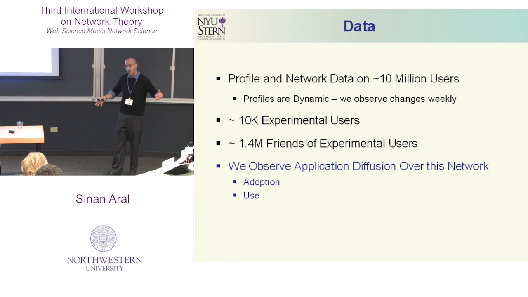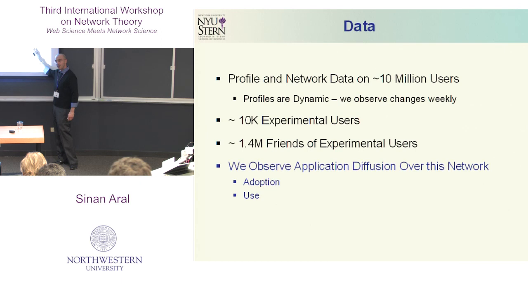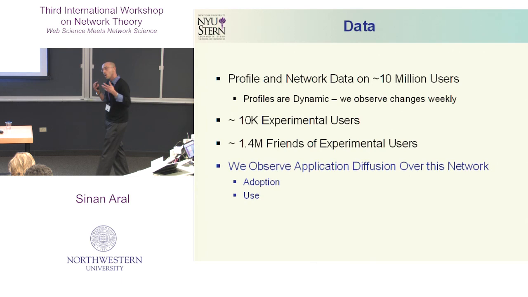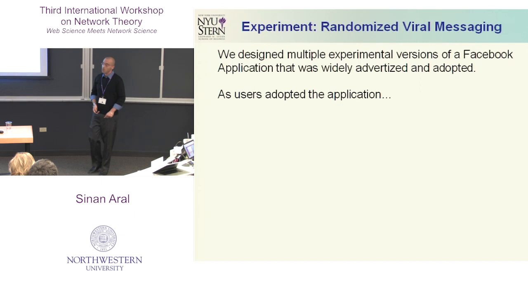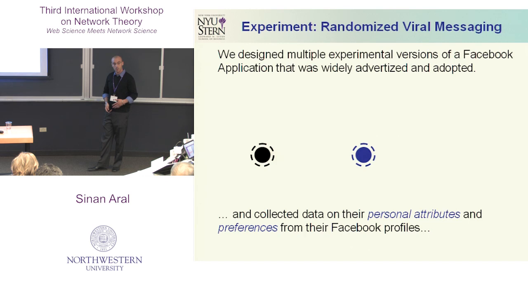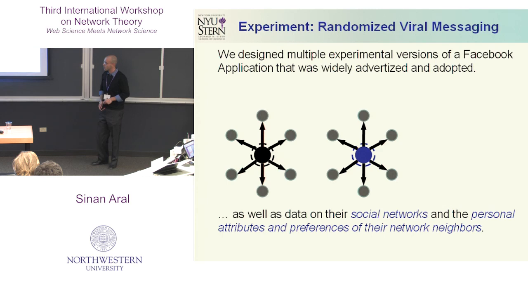Okay? And the key thing in this paper, which you'll see at the end of the talk, is that we observe not only application adoption and therefore diffusion, but also use of the application. How sustained is your engagement with the application and your use, which becomes really critical to the last result of this paper. Okay. So just to recap, here's what we do. Users adopt the application. Okay. We randomly assign them to control and experimental groups. We collect their data on their personal attributes, their preferences from their Facebook profiles, as well as their social networks and the personal attributes and preferences of their network neighbors.